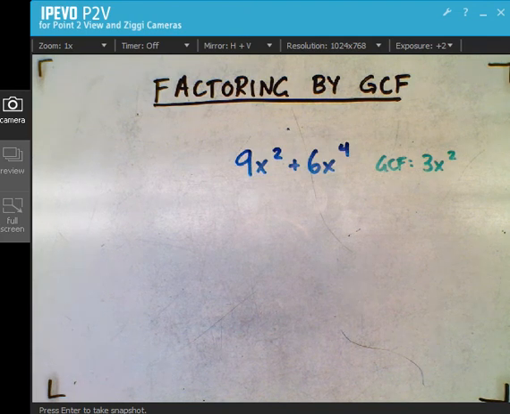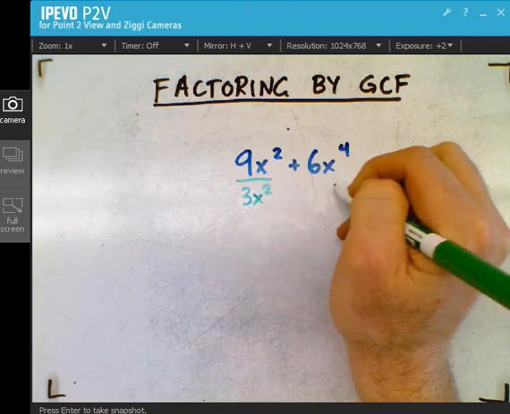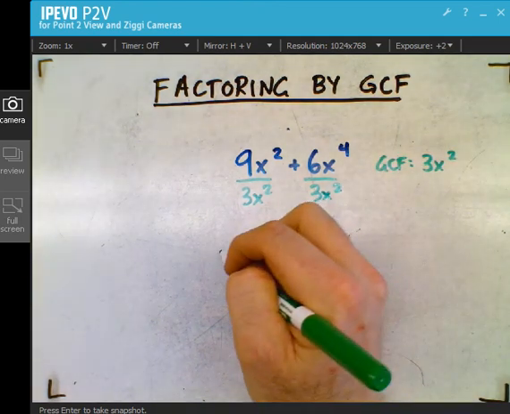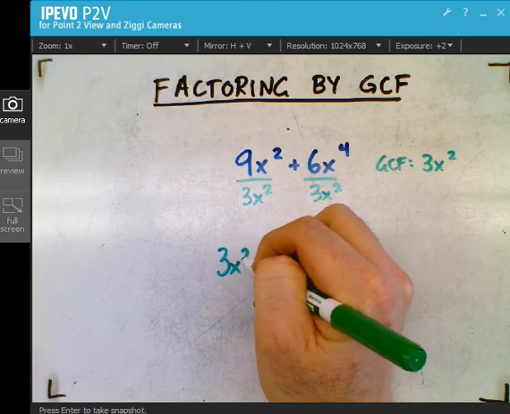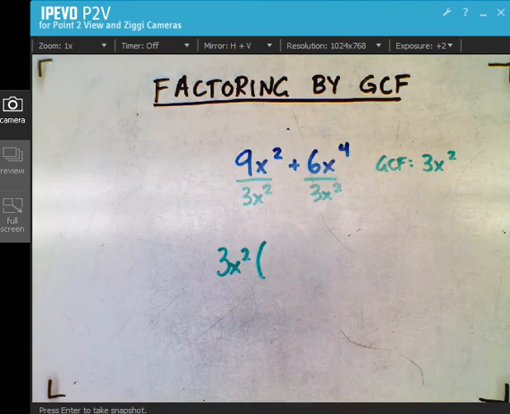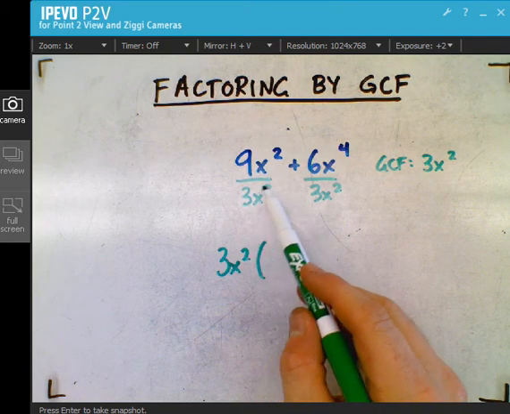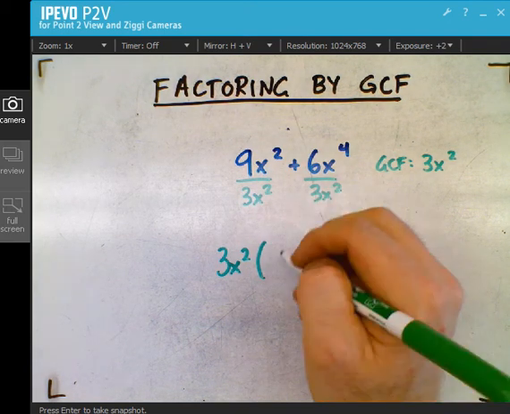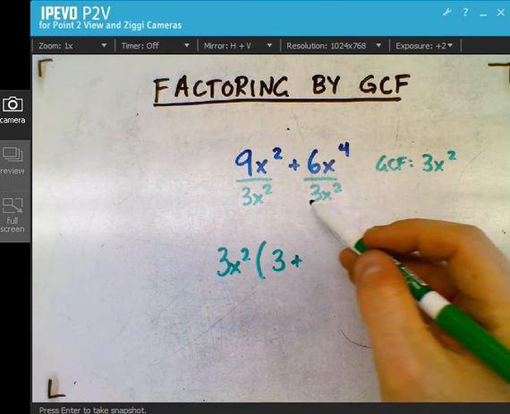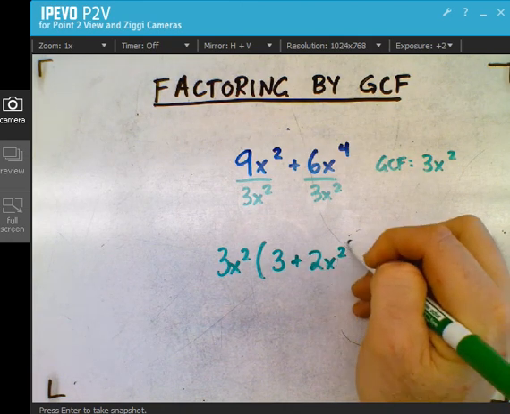So now that I've identified my greatest common factor, now I actually want to factor it out. So don't forget to write your greatest common factor outside the parentheses. And then after we divide, we're going to put what's inside the parentheses. So we have 9x squared divided by 3x squared. That's simply 3. Plus 6x to the fourth over 3x squared is 2x squared.